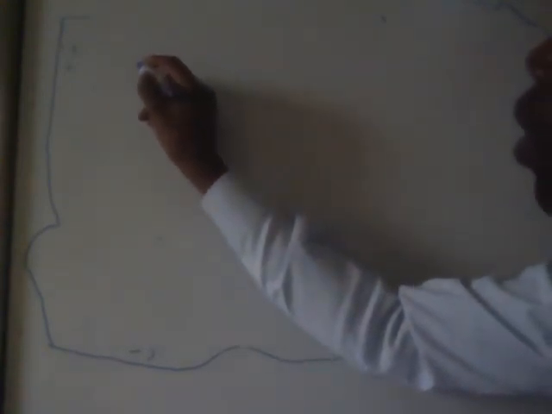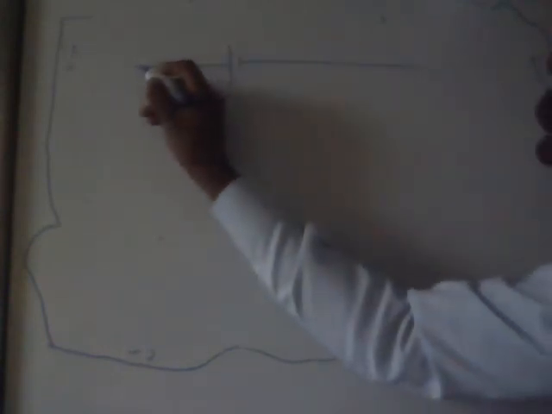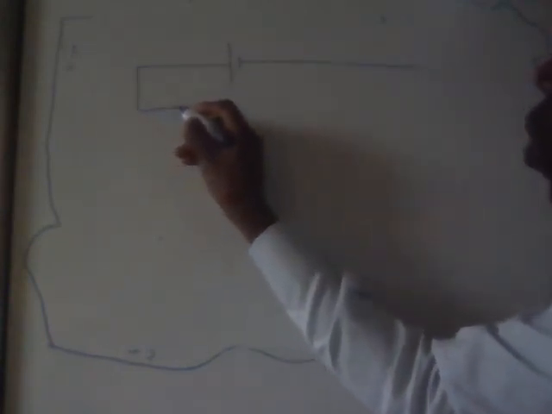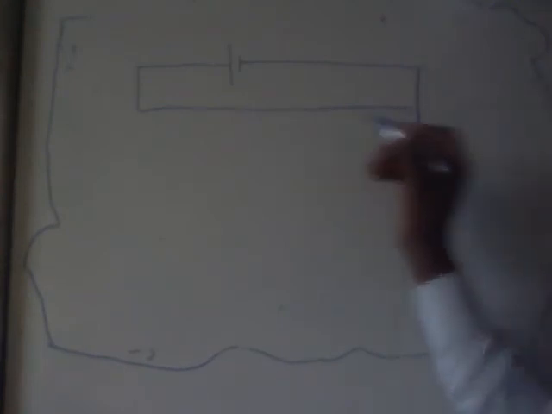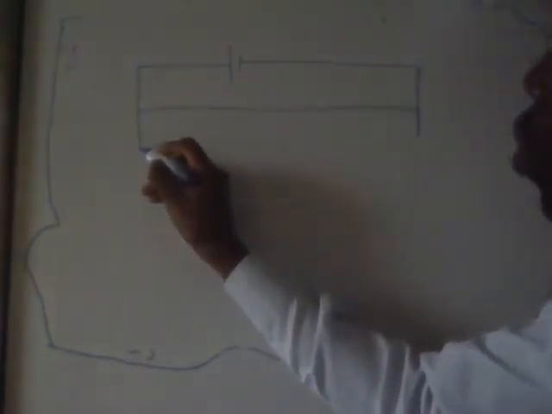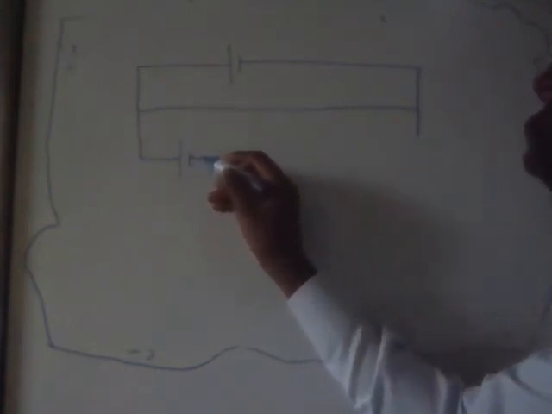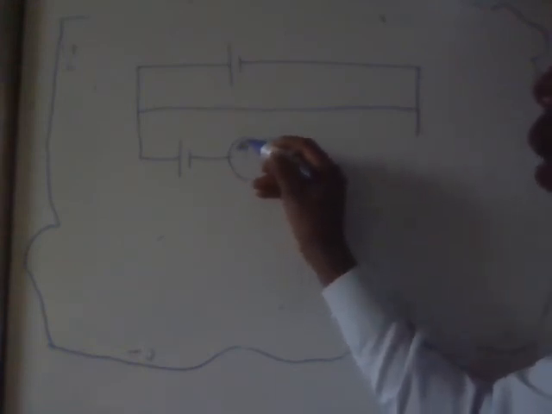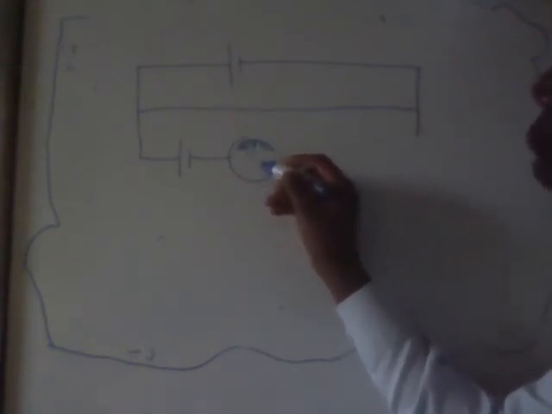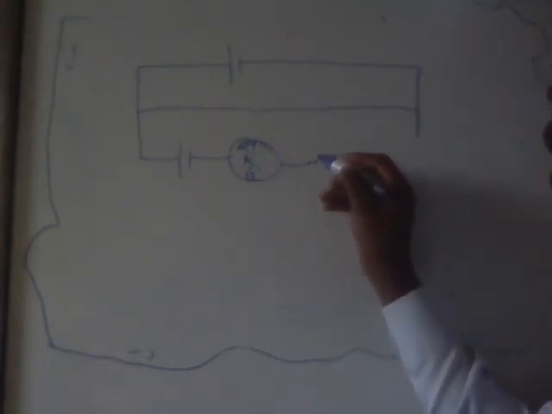So maybe we have this. There's a cell here connected to the potentiometer string, then connected to, maybe we have another cell here connected to a galvanometer, galvanometer G. Then we have our jockey.